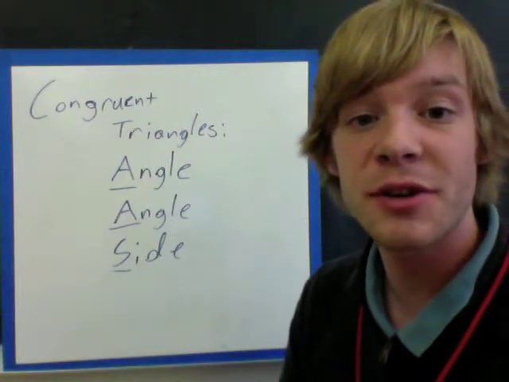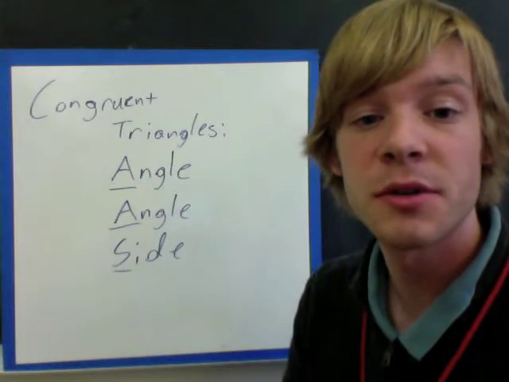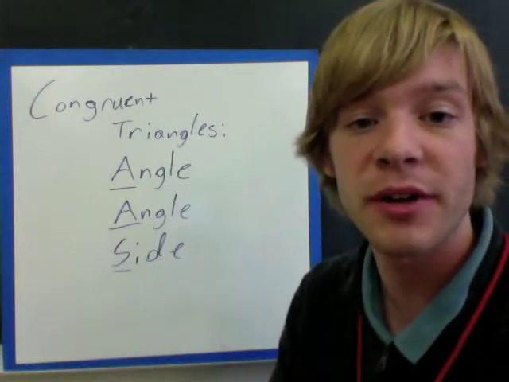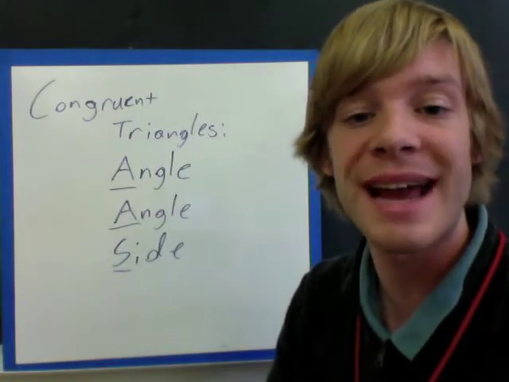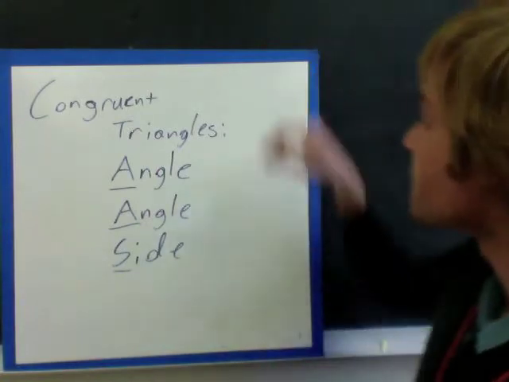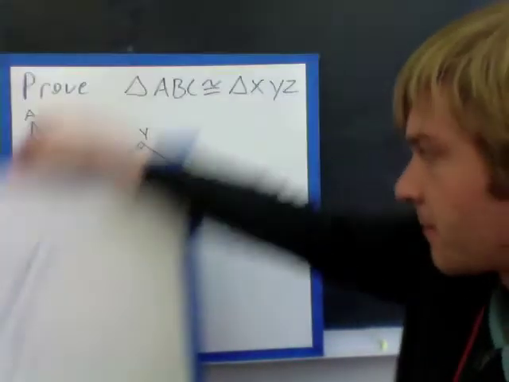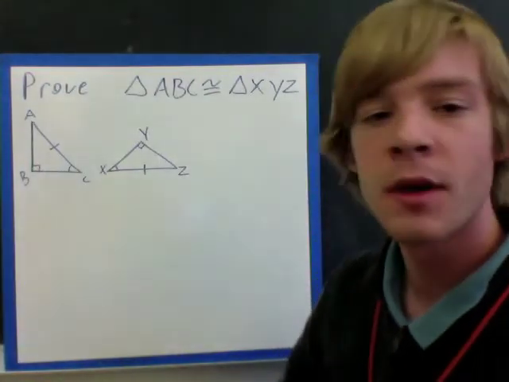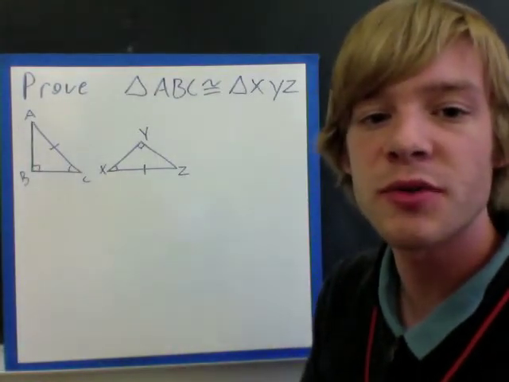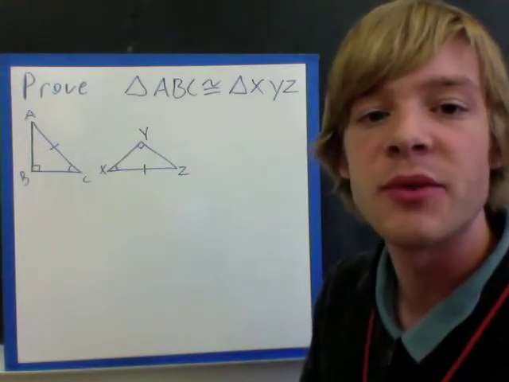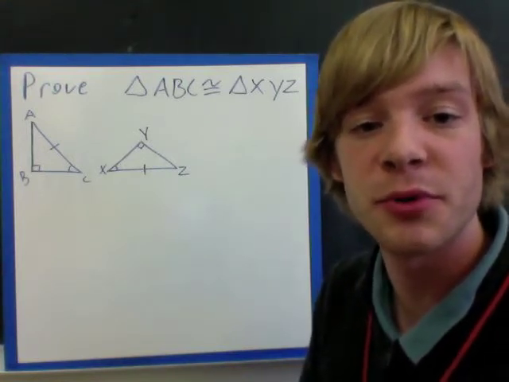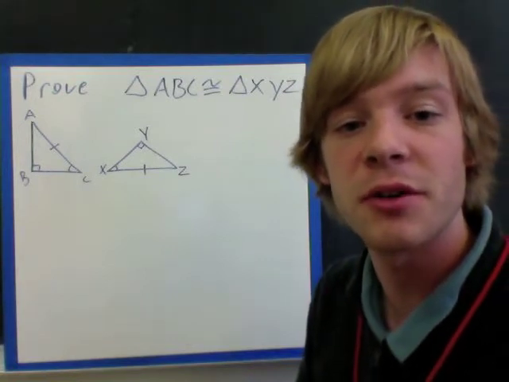All right, so we're going to take a look at our last example of our triangle congruence rules. And this is our last rule, which is angle, angle, side. So here we've got our two triangles. We've got triangle ABC and triangle XYZ. And we want to prove that these two triangles are congruent.